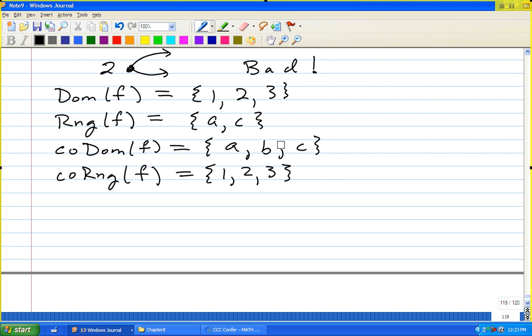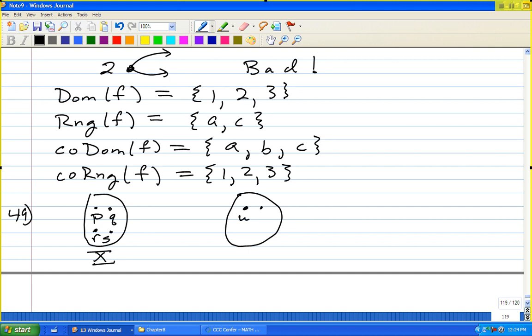Let me do problem number 49. So P, Q, R, S. So here's my X. And U, V, W. Here's my Y. And so P goes to W. Q goes to U. So this rule is called F. R goes to W. And S goes to U.